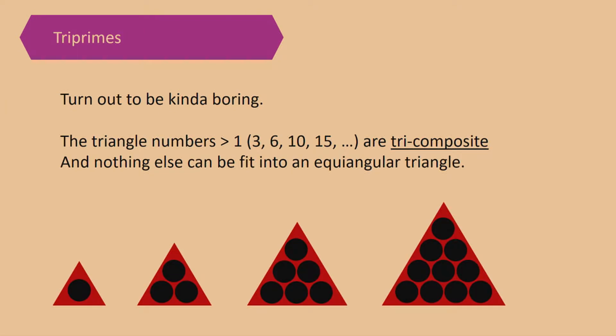All right, so triprimes turn out to be kind of boring, because you're looking for triangles with a side of 1, and the only one that has a side of 1 is 1. These black circles represent the areas of these triangles. So the numbers here, the ones that aren't the smallest triangle, are tricomposites, if you will. You can denote them as triangles with a non-one side. And everything else doesn't really fit into this.